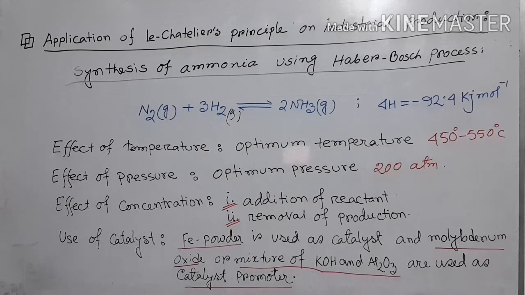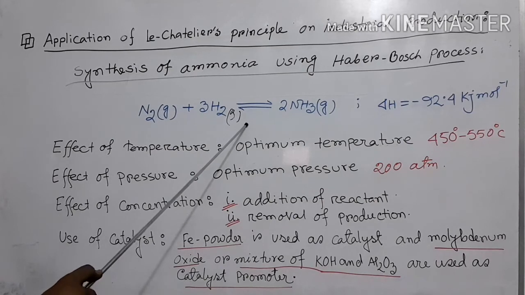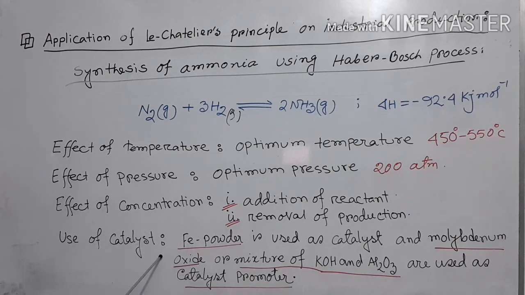And the last one is use of catalyst. Catalysts are used to increase the rate of reaction and to reach the equilibrium rapidly. Catalysts do not have any effect on equilibrium. By increasing the reaction rate, catalyst aids to reach the equilibrium rapidly.